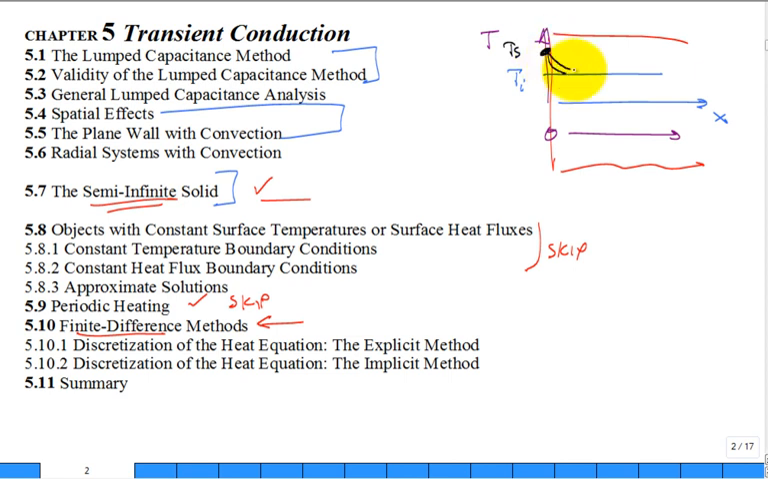10 milliseconds later, 100 milliseconds, 1 second, 1 minute, 1 hour later, you could see that the temperature has propagated. It's heated up deeper and deeper into that semi-infinite solid. That's the first one we're going to solve. And then after we solve that abrupt temperature change at the surface, we're going to look at a different boundary condition: apply a heat flux at that surface.